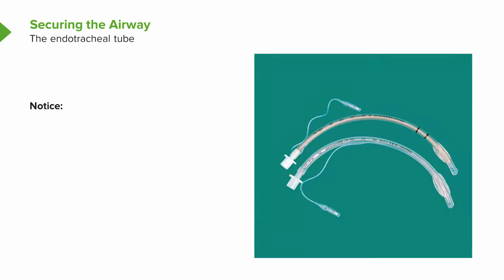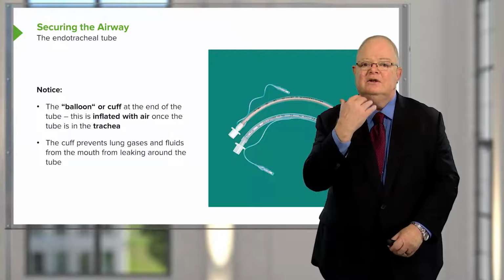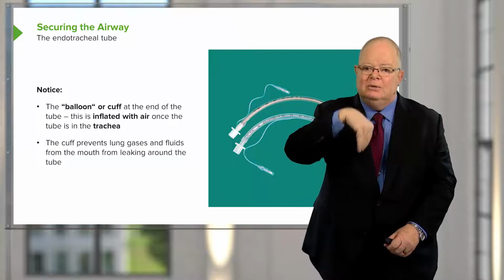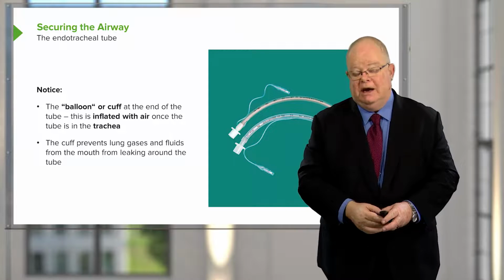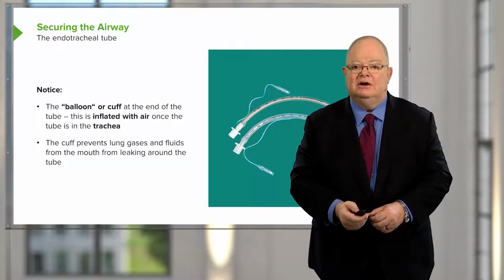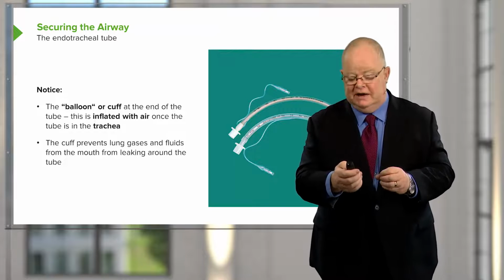These are endotracheal tubes. These come in various internal diameters. You can see that there's a cuff at the end of the tube. This is inflated with air once the tube is in place, and this acts as a seal to prevent material passing down through the trachea into the lungs or coming the other way up around the endotracheal tube, and it basically seals the airway and allows ventilation to occur.